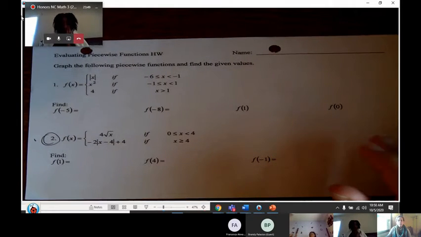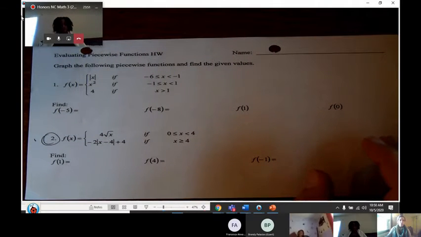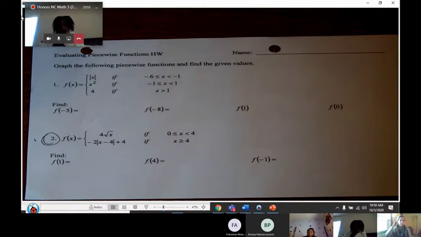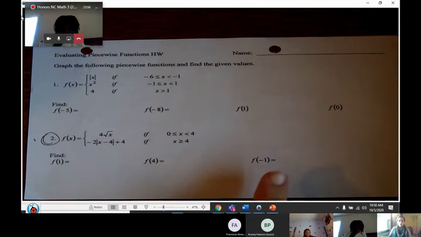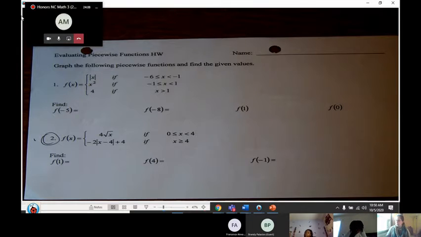All right. So we have 2 sections here. And so it asks us to graphify functions and find these values. Which one do you want to do first? Find the values or graph? Find the values. Okay, so we'll find the values.